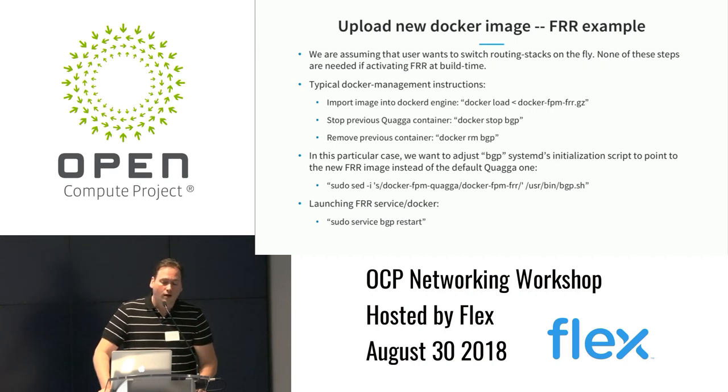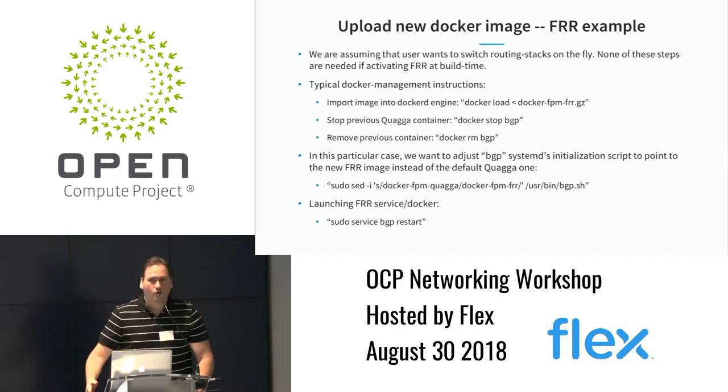You don't have to have a complete ONIE image in order to make this work. In the case of FRR, you just need to add one service file, the service file that I was talking about before, so that whenever the subsystem is rebooted again, SONiC, or I should say Linux, knows which service to instantiate. Now, instead of calling the Docker FPM Quagga, you're going to be calling Docker FPM FRR. Very small change, very subtle. So the last step is obviously you just go ahead and launch your service.